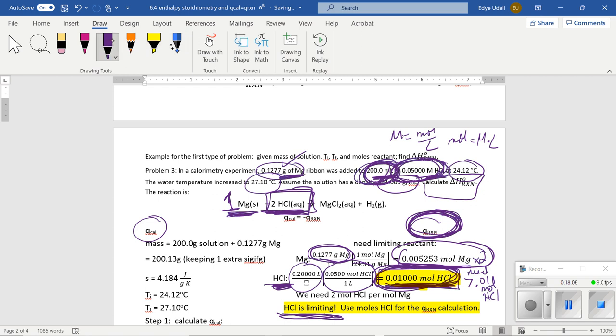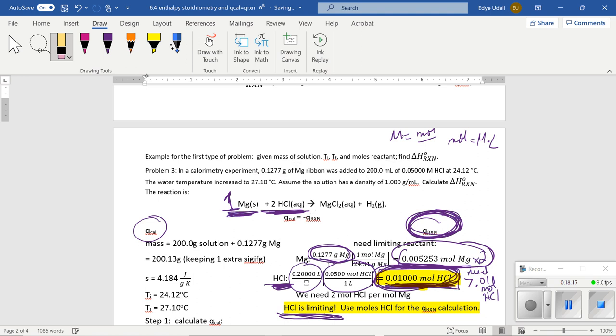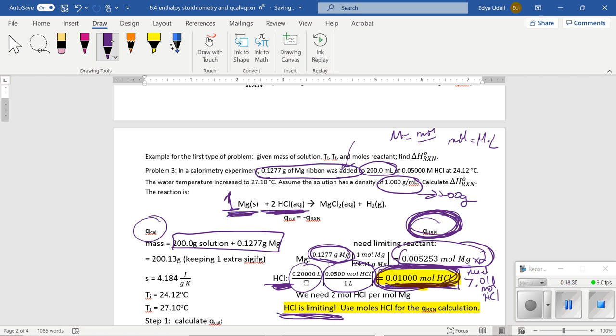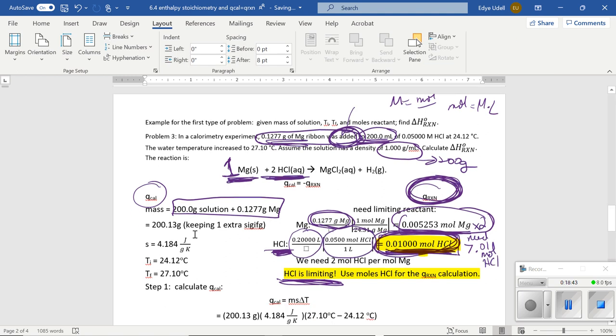Now for my Q calorimeter, let's see what I have. This gets a little confusing here. I know I circled and squared, but this 1 gram per mL and 200 mL means I have 200 grams of solution. And I'm adding this, keyword, adding. I have to add these two numbers together because I added this mass to the volume. So my mass for the calorimeter is adding these two things together.